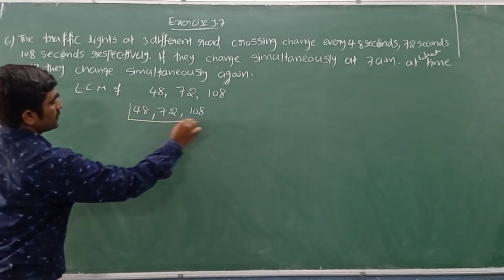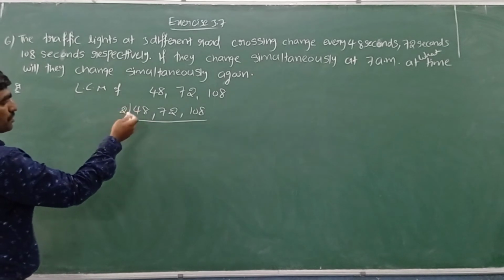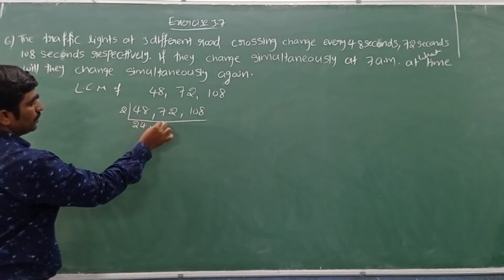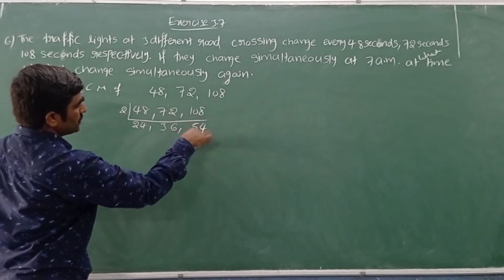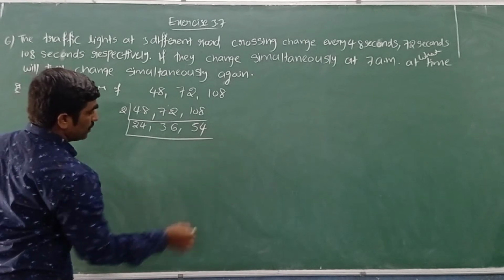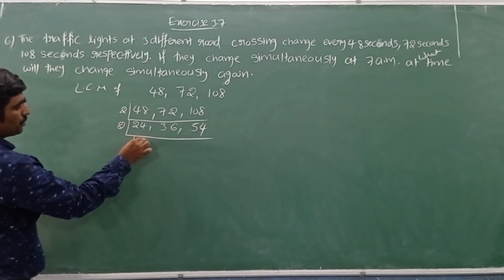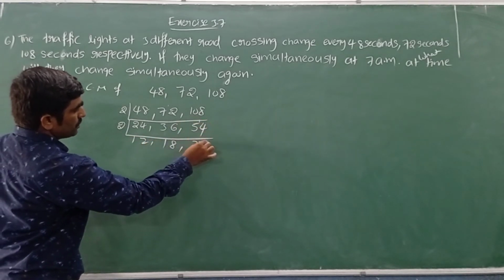What is the prime number that goes into all three numbers? 2 is the prime number which goes exactly into all the three numbers. 2 2s are 4, 2 4s are 8, 2 3s are 6, 2 6s are 12, 2 5s are 10, 2 4s are 8. Again the 2 table is possible. 2 1s are 2, 2 2s are 4, 2 1s are 2, 2 8s are 16, 2 2s are 4, 2 7s are 14.